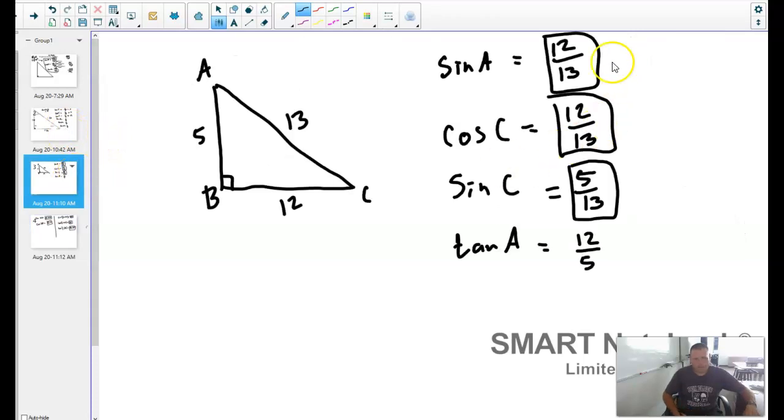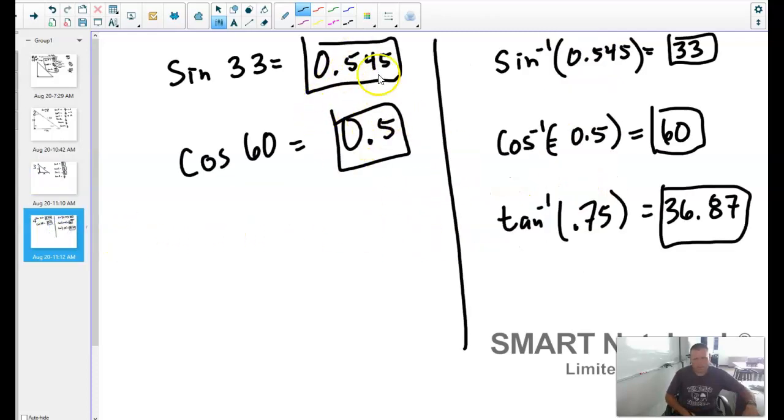So again, I expect you to be able to write ratios. If we don't have angles, it's just basic stuff here, and then use your calculators to find either ratios or to find angle measurements.